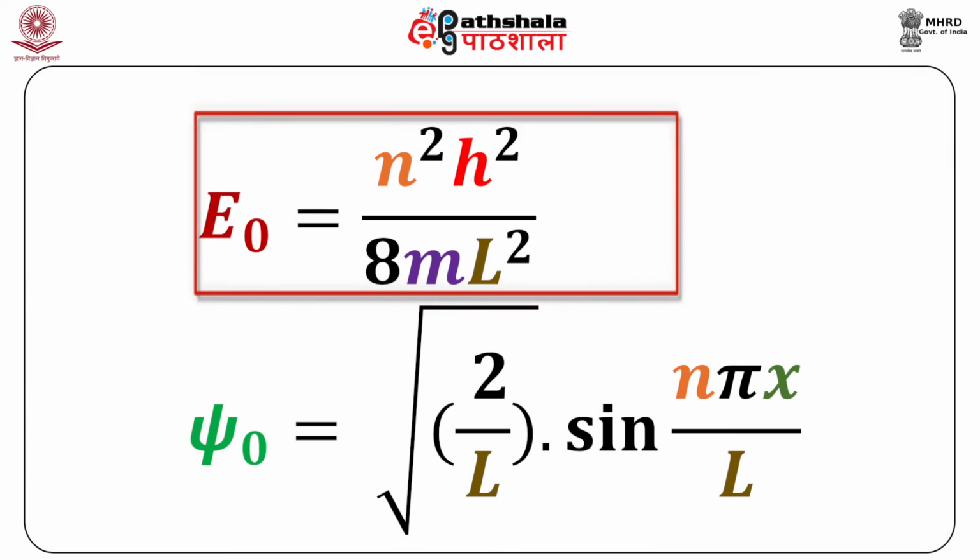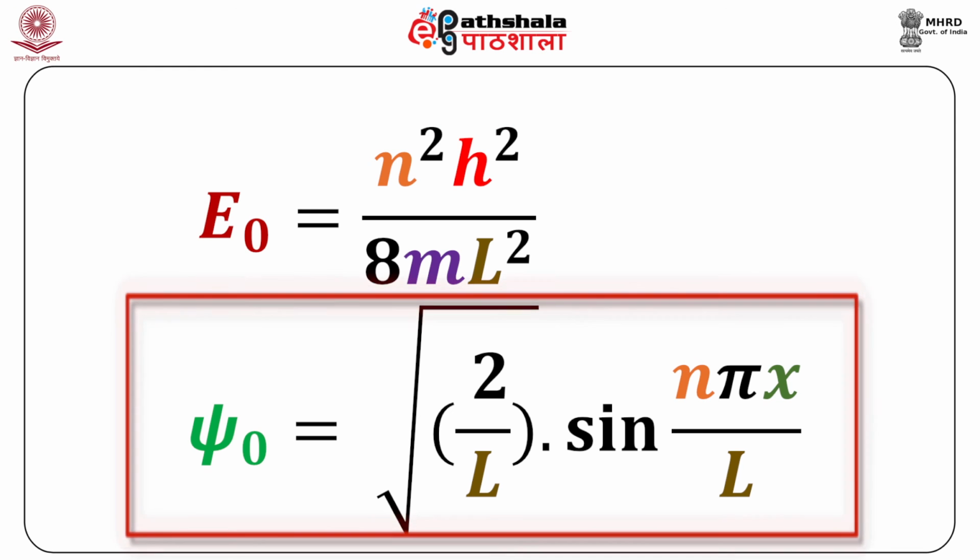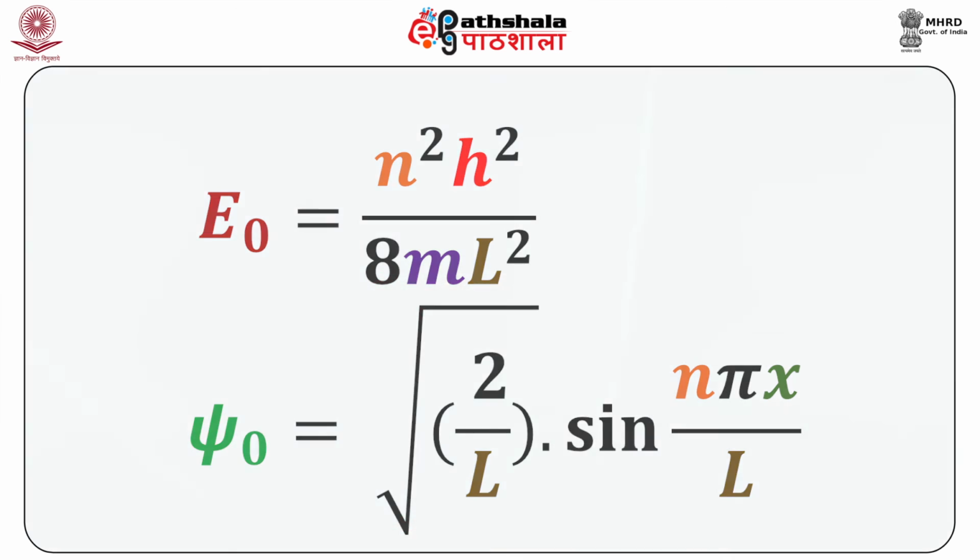If the equation is solved exactly, the corresponding energy we get for a particle in a one-dimensional box where potential energy is equal to 0 is n square h square upon 8 m L square. This is the total energy. And the corresponding wave functions for the unperturbed part are square root of 2 by L times sine n pi x upon L, where L is the length of the box. n will be 1, 2, 3, and n cannot be 0, please remember that.